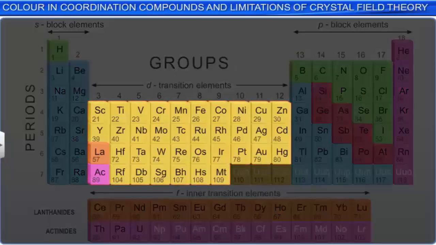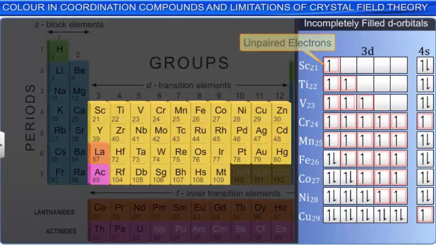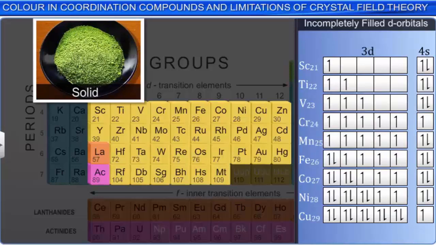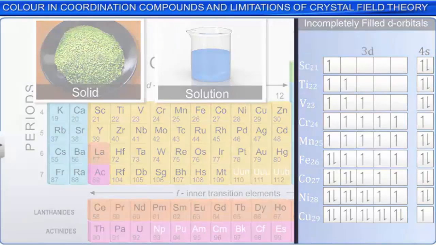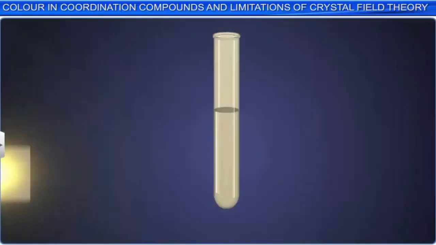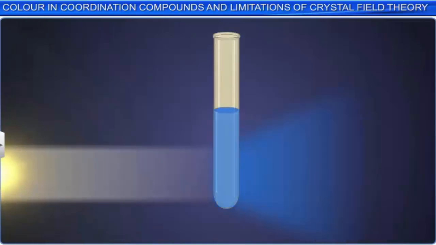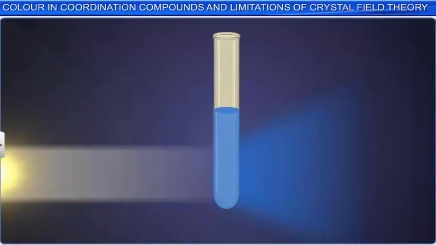Transition metal atoms or ions with one or more unpaired electrons and their complexes exhibit color both in their solid and solution states. Let us see how a substance gets its color. When white light passes through a substance, it absorbs some of the wavelengths. The light transmitted by the substances is deprived of the wavelengths that have been absorbed.